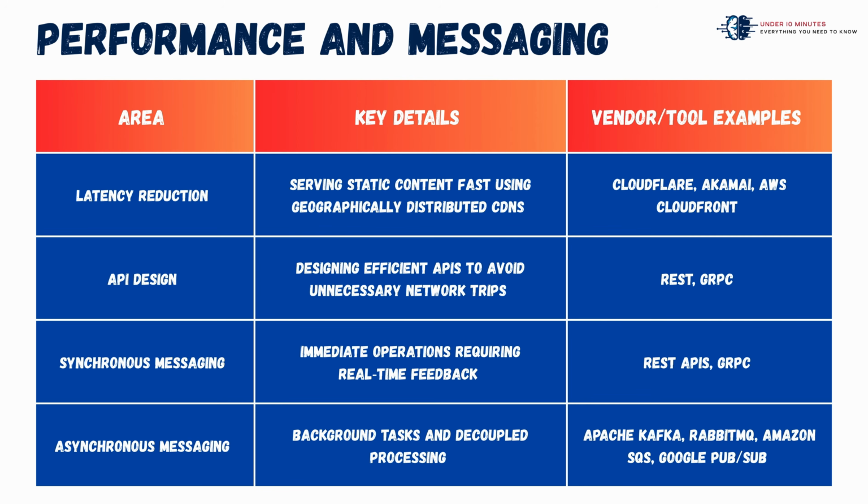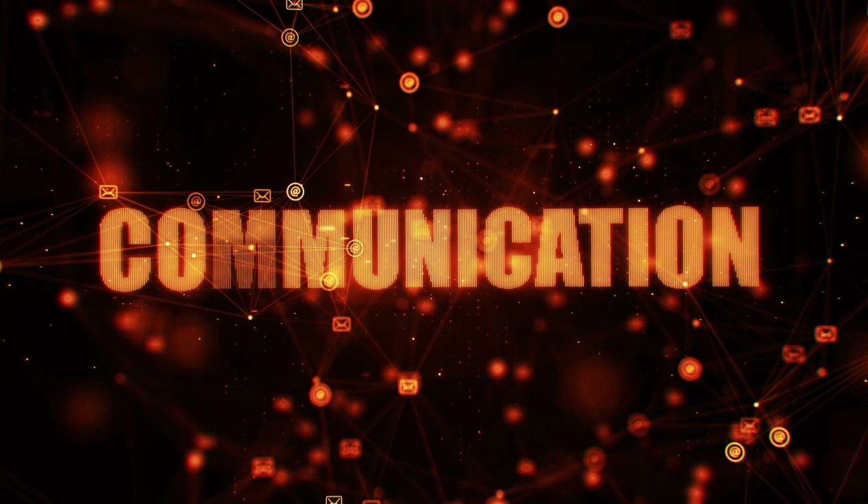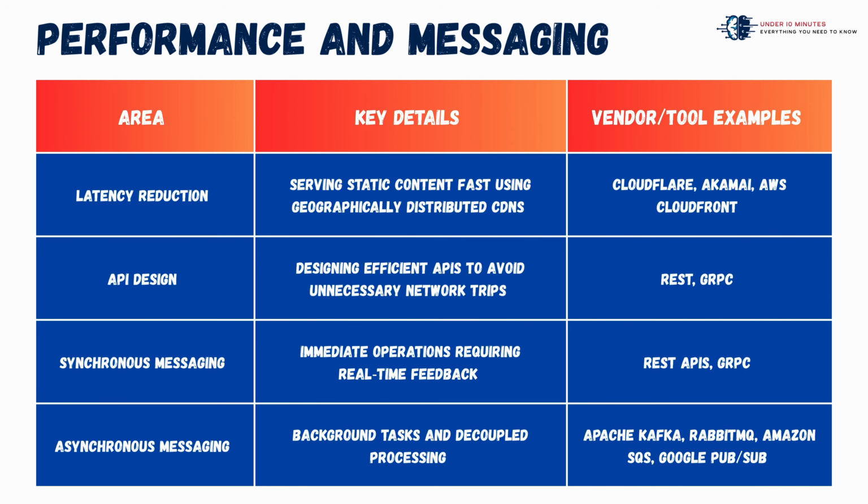API efficiency also plays a big role. Minimize the number of network calls, and avoid redundant data transfers to reduce perceived wait time. Now, when it comes to how services communicate, you have two messaging patterns. Synchronous messaging is like a real time phone call, ideal for tasks that need immediate feedback using protocols like REST or gRPC. Meanwhile, asynchronous messaging decouples services so they can operate independently, perfect for background processing or time insensitive tasks. Message queues like Apache Kafka, RabbitMQ, and Amazon SQS handle this beautifully, enabling reliability and scalability in distributed systems.